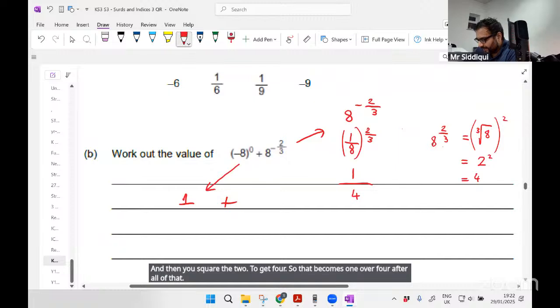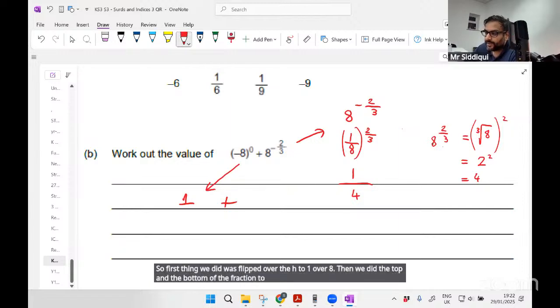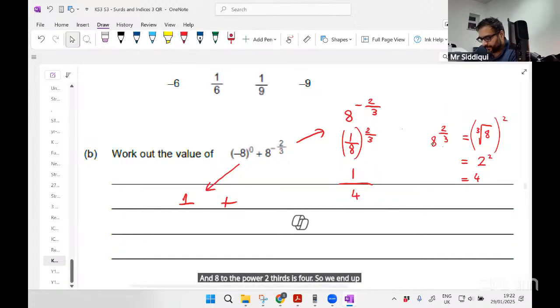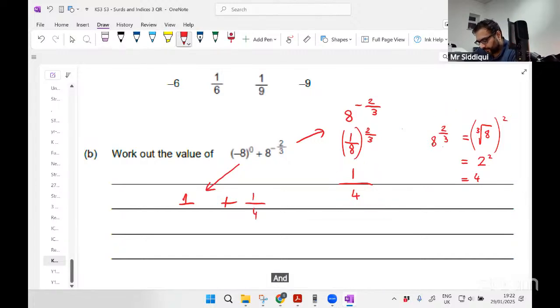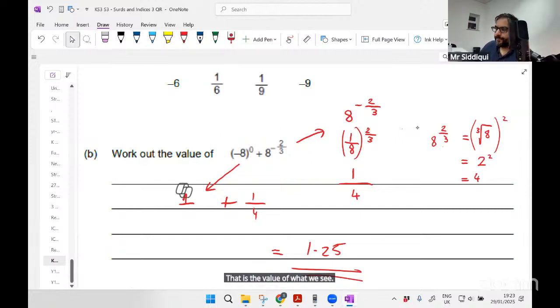So first thing we did was flipped over the 8 to 1 over 8. Then we did the top and the bottom of the fraction to the power 2/3. 1 to the power 2/3 didn't do anything. And 8 to the power 2/3 is 4. So we end up with 1 over 4 now. And it's just 1 plus 1 over 4, which is 1 and a quarter or 1.25. That is the value of what we see here.